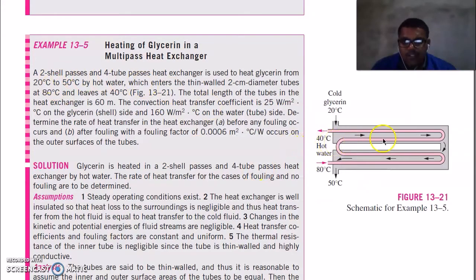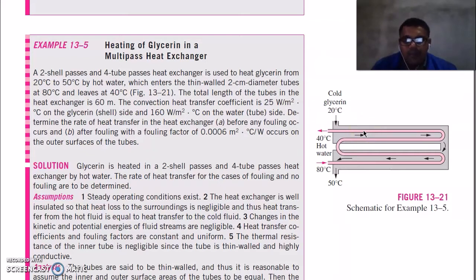A 2 shell pass and 4 tube heat exchanger is used to heat glycerin from 20 degrees Celsius to 50 degrees by hot water, which comes in at 80 degrees Celsius and leaves at 40 degrees Celsius. The total length of tube in the heat exchanger is 60 meter. The convection heat transfer coefficient is 25 on the glycerin shell side. This outer side convection heat transfer is given, and 160 on the water side, the inner side of the tube. Determine the rate of heat transfer in the heat exchanger before any fouling occurs.